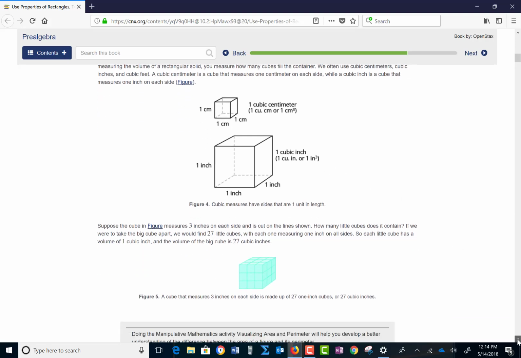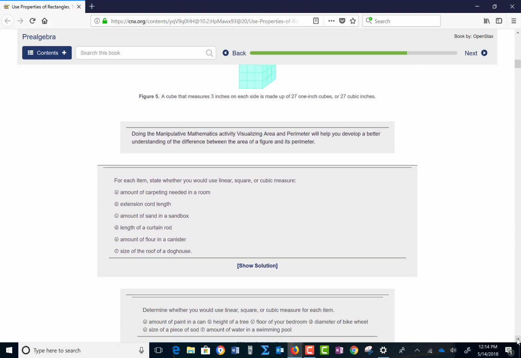So let's practice those kinds of problems. And if you'll look at the problem here in your book, it says for each item, state whether you would use linear, square, or cubic measure. So the amount of carpeting needed in a room. If I'm carpeting something, I'm covering the surface of it, so that would be a square measure. An extension cord length. You can lay out an extension cord and you can see that it is long, so that would be linear measure.